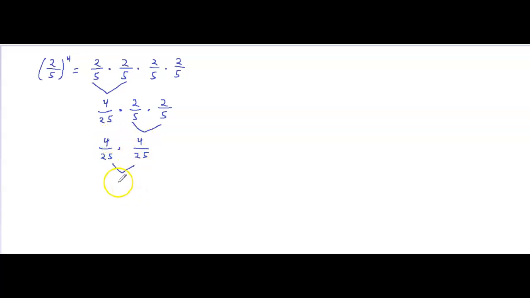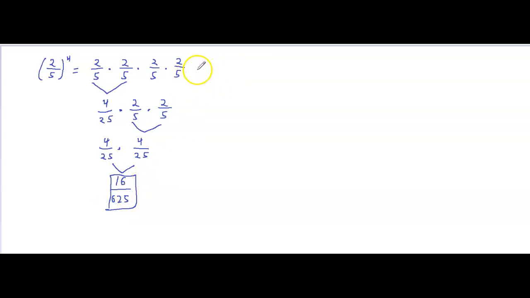4 times 4 is 16. And lastly, I have 25 times 25, which is 625. Of course, always check to see if you can reduce, and if you can, make sure that you do. We're going to leave it like that.